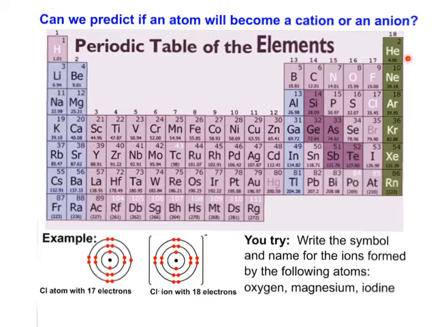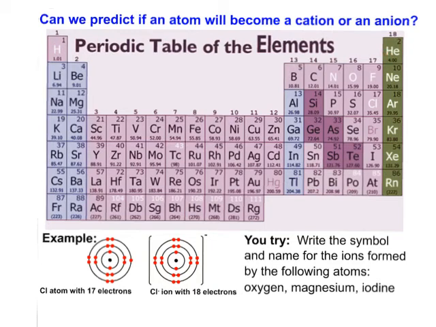Right here, remember I had talked a little bit about the noble gases or the inert gases being very unreactive. They don't like to react with anybody else. That's because they're very, very happy. They have a full outer electron shell. Let me explain that.